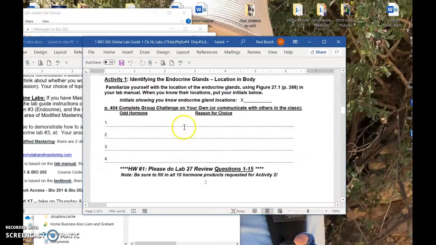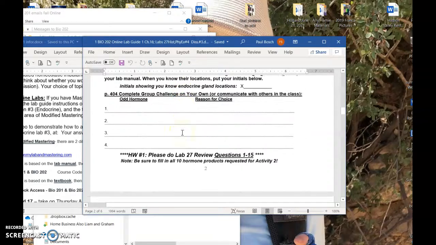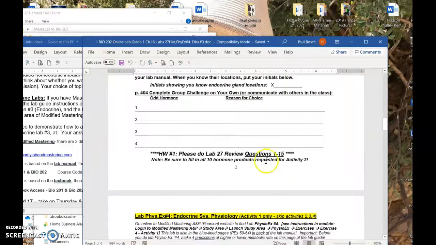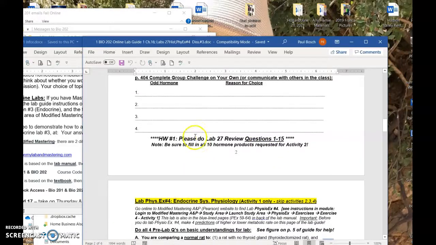I know you're not in a group unless you are communicating with others in the class, but you can do that too. Oh, I can make this a little bigger here. That's okay. Then the homework: be sure that you actually go to the lab manual. There's questions at the end, and you have to do those. So basically all of them, I think, for this lab, questions 1 through 15.